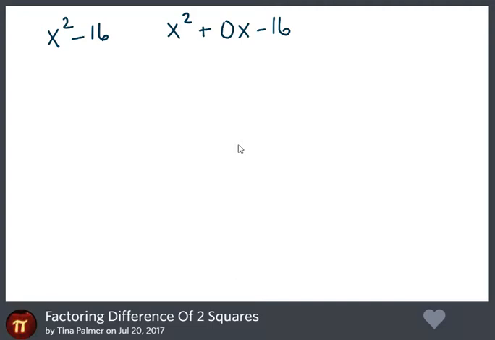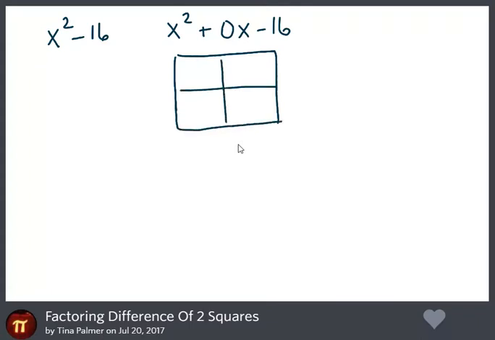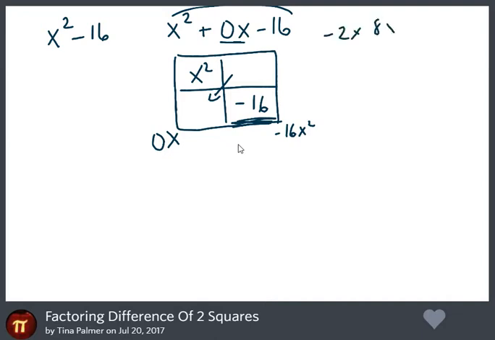So if I want to do the box method, I'm going to be asking myself, what two numbers would multiply to be negative 16? Here's where my x squared is. What two numbers would multiply to be negative 16x squared, but those same two numbers would add up to be no x's? Well, we know that really the only way to get a 0 when you're adding is to add opposites. So really all I need to look at is this negative 16. What multiplies to be negative 16? Well, negative 2x and 8x, or vice versa.